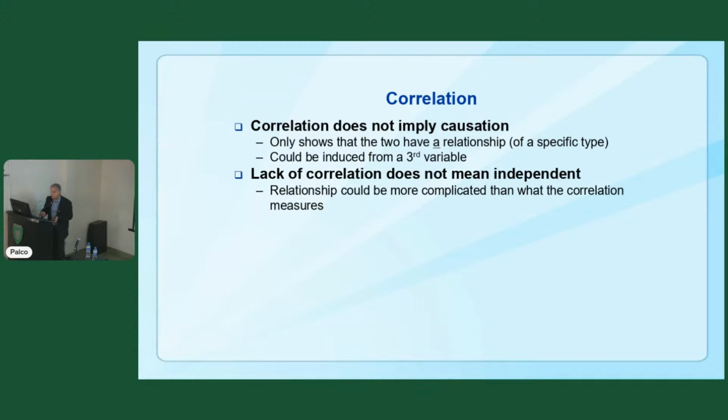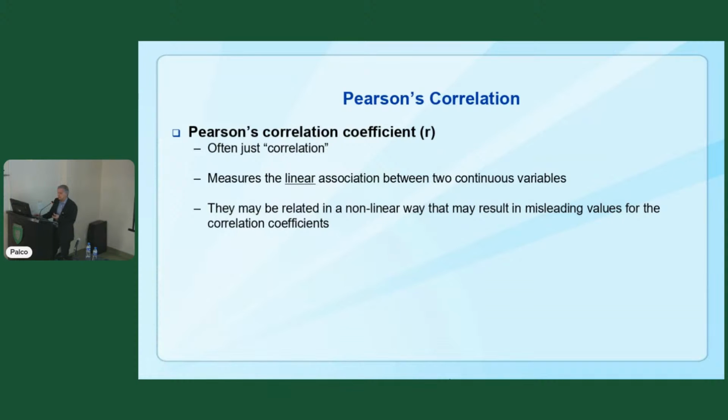So lack of correlation does not mean independence. The relationship may be more complicated than what the correlation measures. Therefore, the correlation is just the first level of understanding of the relationship. So what is the Pearson correlation? It's a coefficient, a mathematical measure, or statistic in this case, that allows you to measure the linear association between two continuous variables. Okay? They may be related in a nonlinear way.